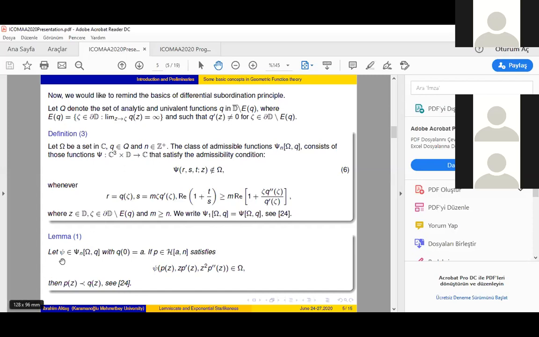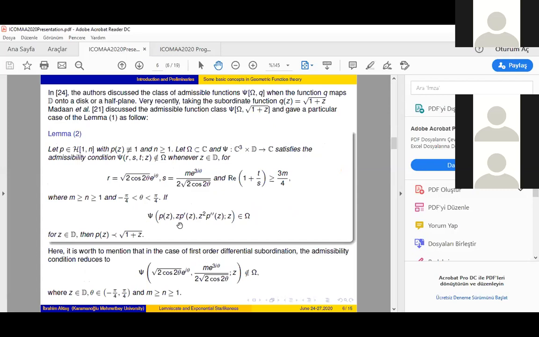Let psi in big psi n with Q(0) equal to a, a complex number. If the function P in the class H[a,n] satisfies these conditions, then we say that the function P is subordinate to function Q. Very recently, many authors, by taking different functions instead of the above functions, gave some particular cases of the above lemma.